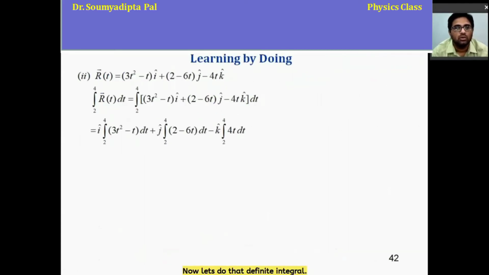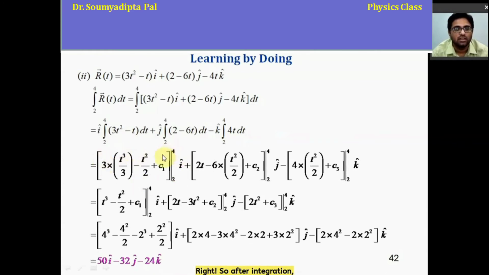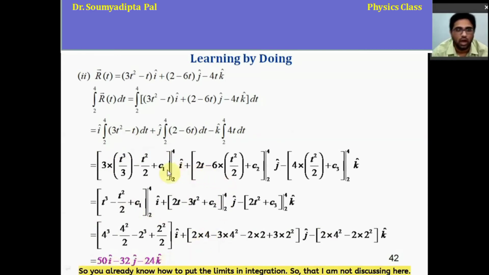Now let's do that definite integral. So in that case we get this division of components, right? So after integration, if we put this limit, then we get this form, and finally we get 50i minus 32j minus 24k. So you already know how to put the limits in integration, so I am not discussing that here. This is very straightforward. So finally we get this form.